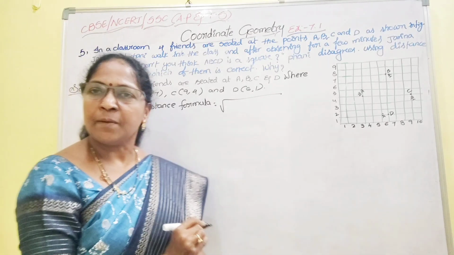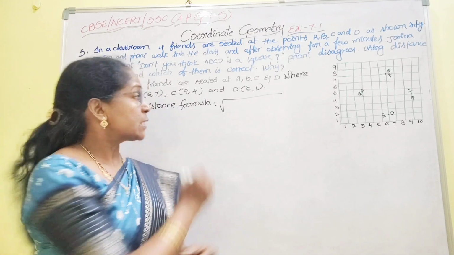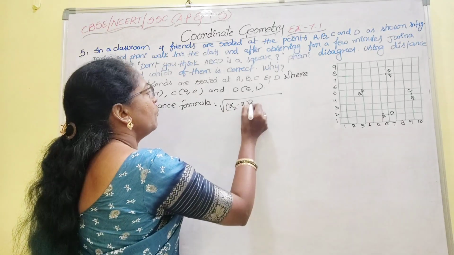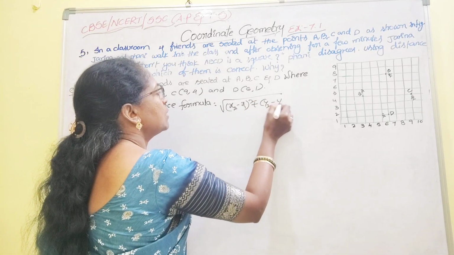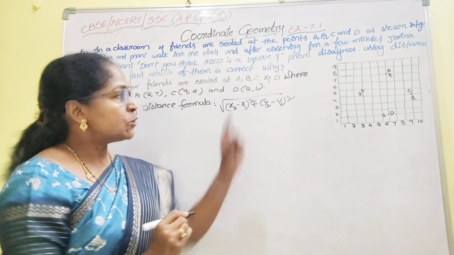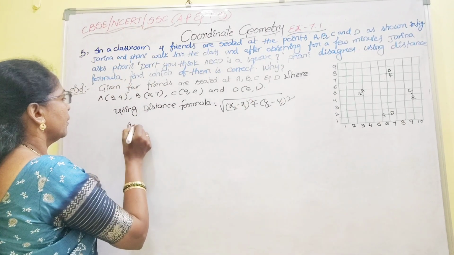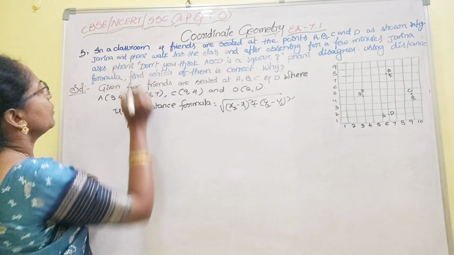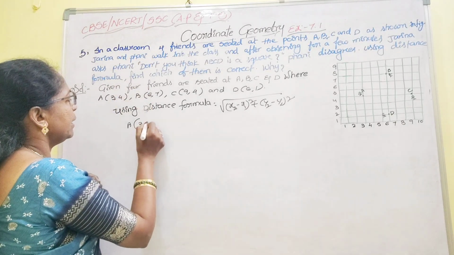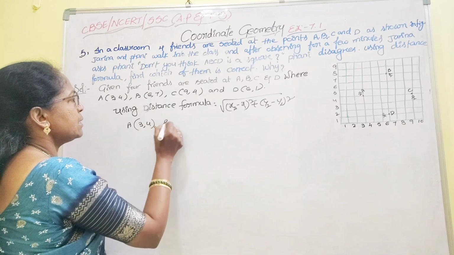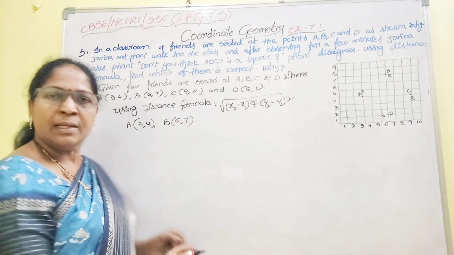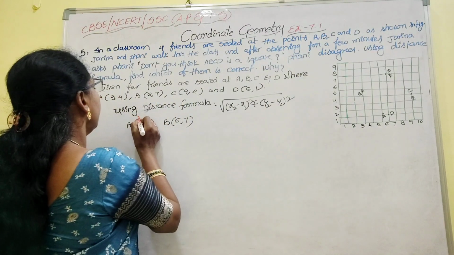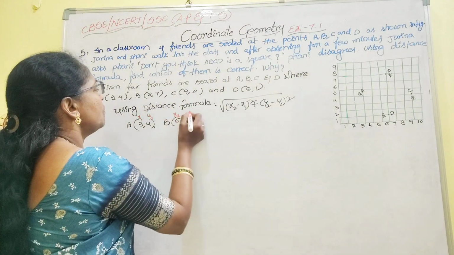What is the distance formula? The square root of x2 minus x1 whole square plus y2 minus y1 whole square. This is the distance formula. So first find AB distance as well as BC, CD and DA. First consider points A and B. A is 3, 4 and B is 6, 7. Here you have to mention x1, y1, x2, y2.